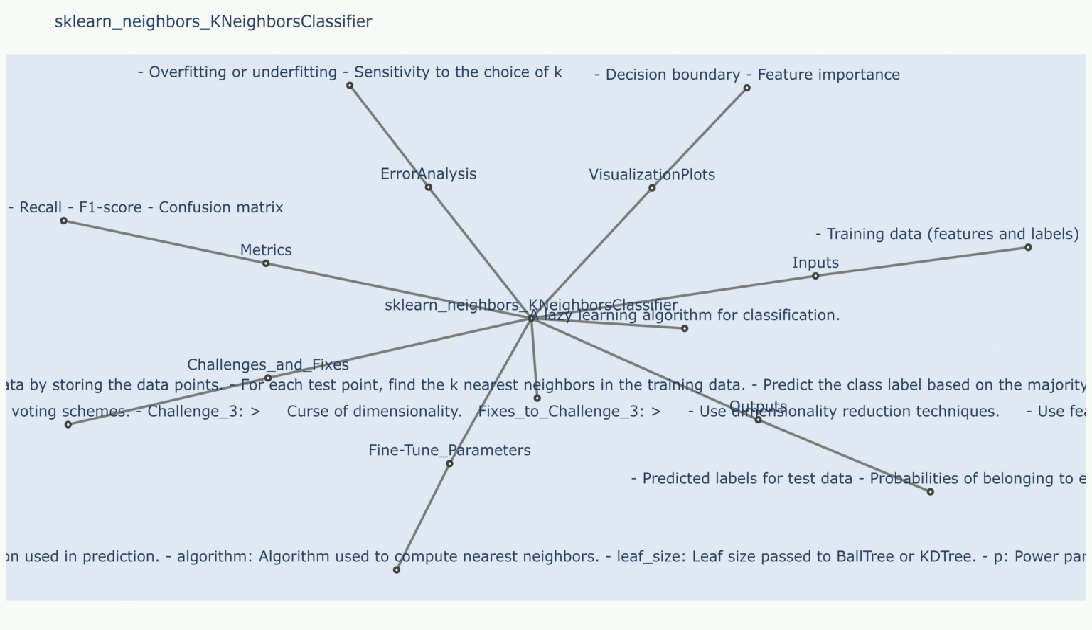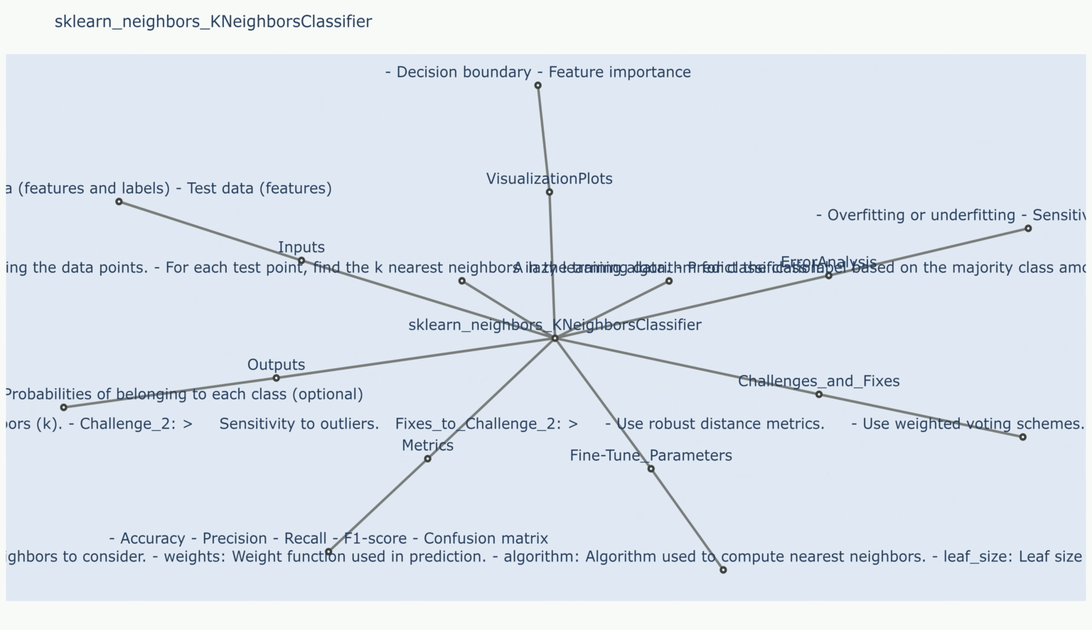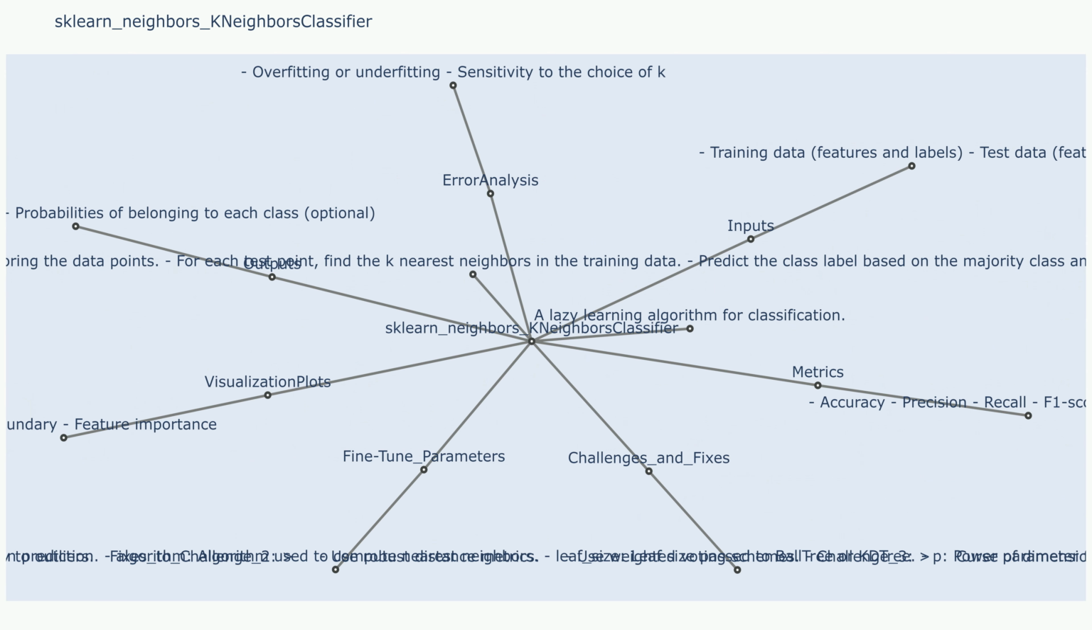Identifies the k nearest neighbors to the new data point based on the calculated distances. Determines the majority class among the k nearest neighbors. Assigns the majority class as the predicted class for the new data point. Metrics: accuracy, the proportion of correctly classified instances. Precision, the proportion of correctly predicted positive instances out of all instances predicted as positive. Recall, the proportion of correctly predicted positive instances out of all actual positive instances. F1 score, the harmonic mean of precision and recall.